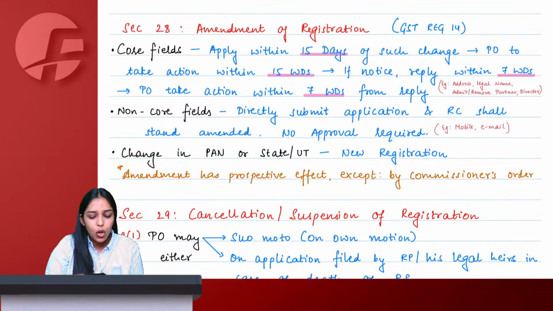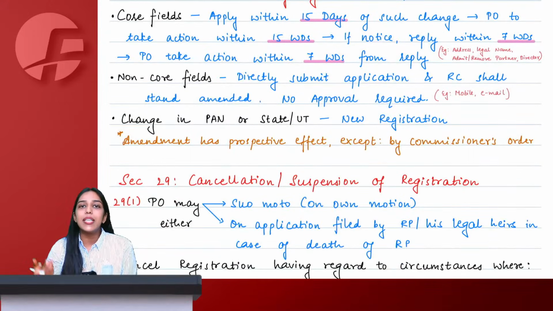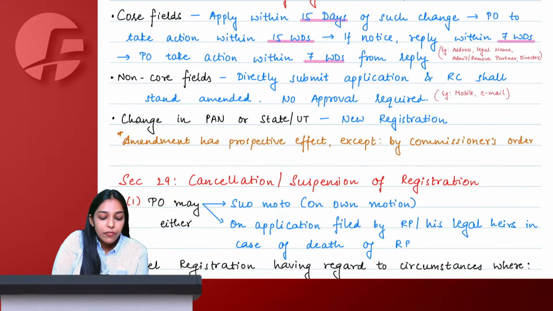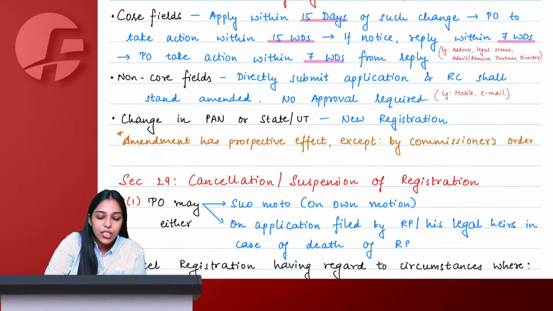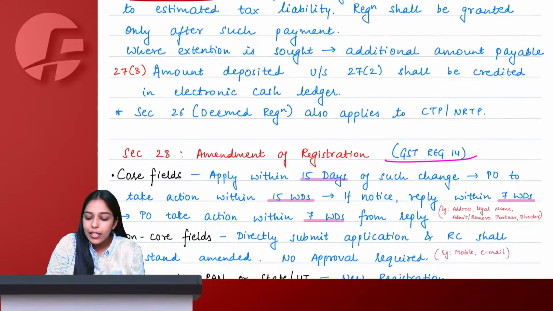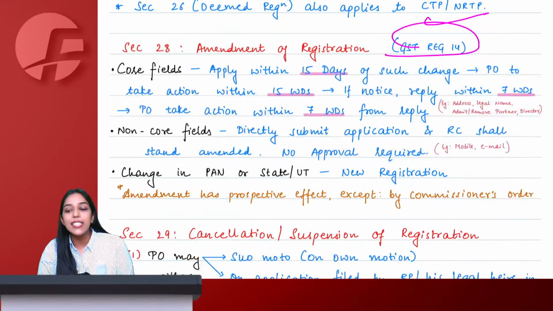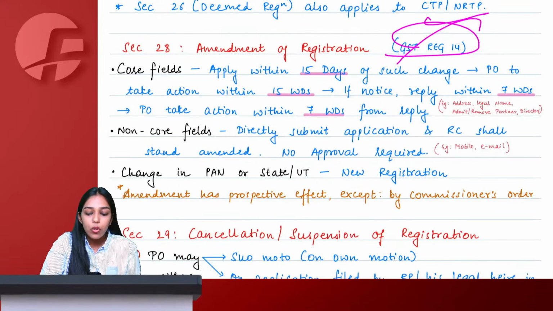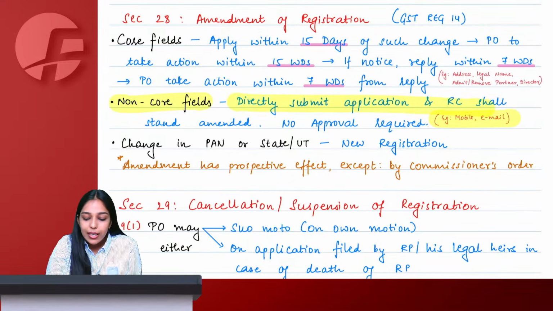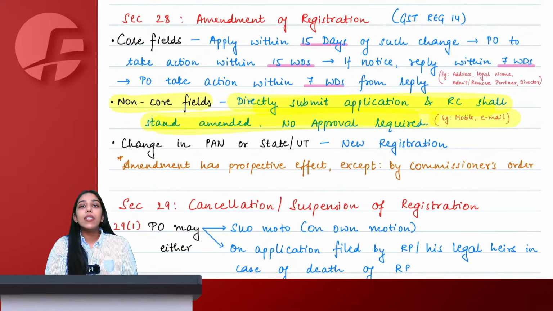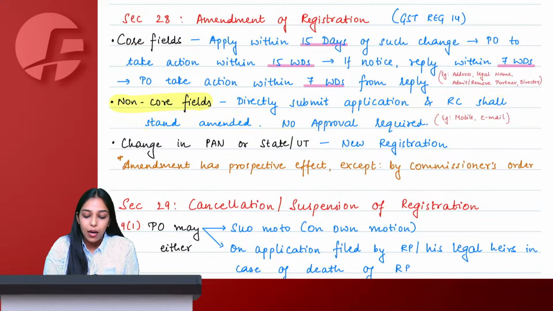But let's say there is a non-core field. I'm changing my mobile number or email ID, very simple. These things can be validated by an OTP also. Why is there even a need to take approval? So if there are changes in non-core fields, then you can directly file GST REG 14 online and your registration certificate shall stand amended. No need to apply for amendment. So for non-core fields like mobile, email, etc., you can directly submit your application. No approval required. Your RC shall stand amended.